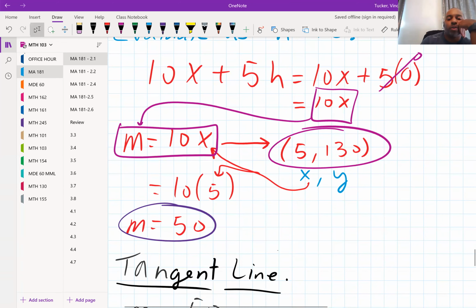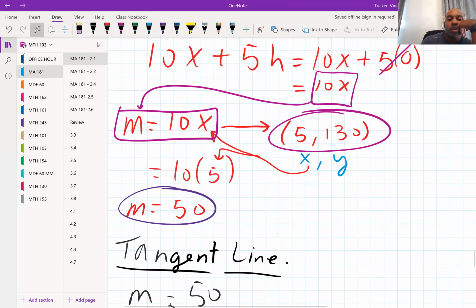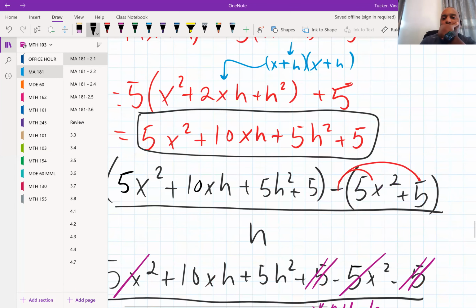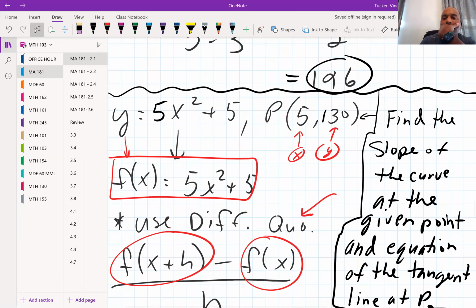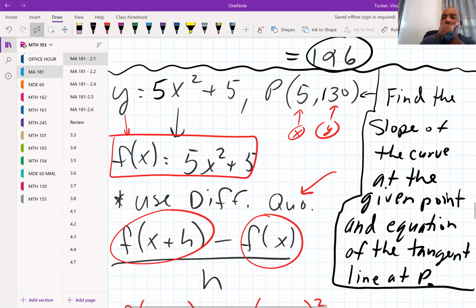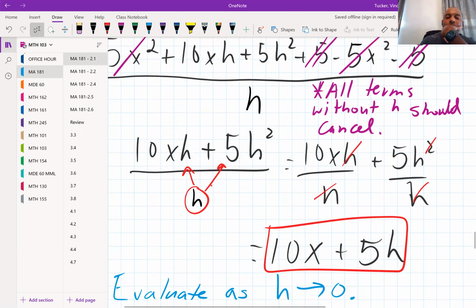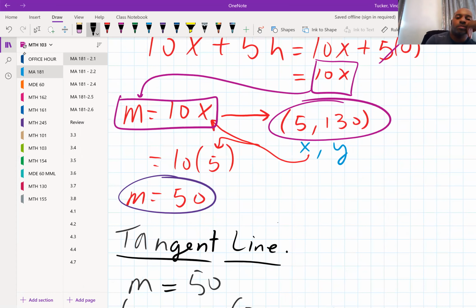All right, so now we want to go ahead and find the tangent line. Remember, that was the last part of what we're trying to find. So in fact, let me go back to our directions. We found the slope and now we need the equation of the tangent line. Okay. So that's our slope.